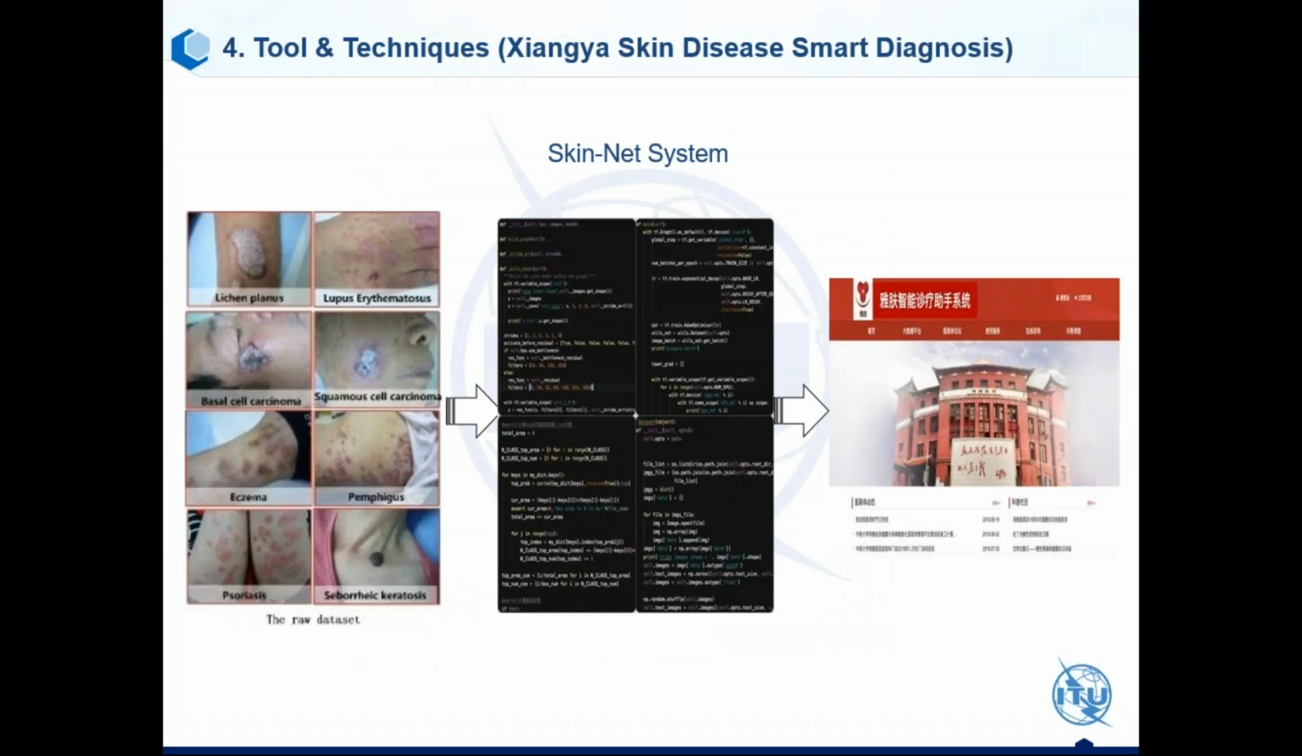And then we have the SkinNet system, which is actually supported by the Central South University and NUDT University research team. And they are actually driven by the doctors, not by computer scientists like me. They are all driven by the doctors.